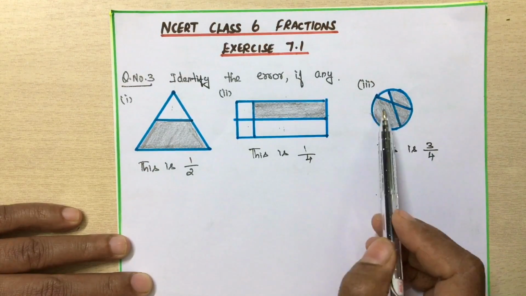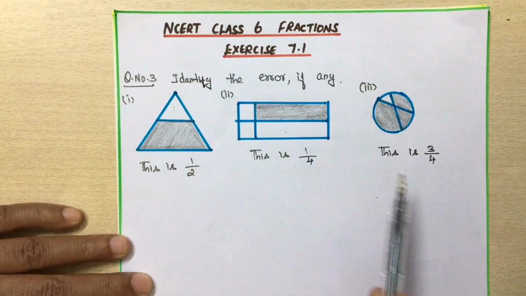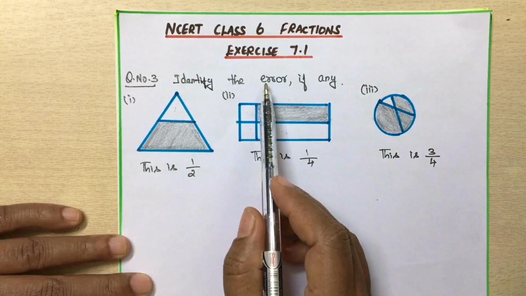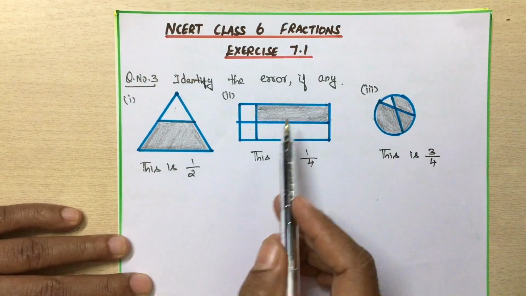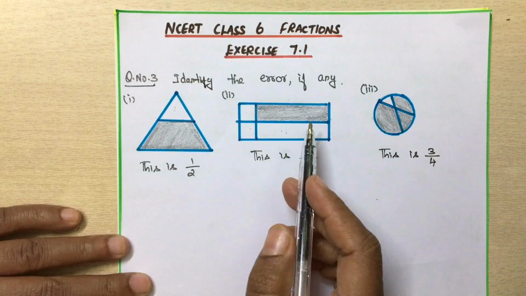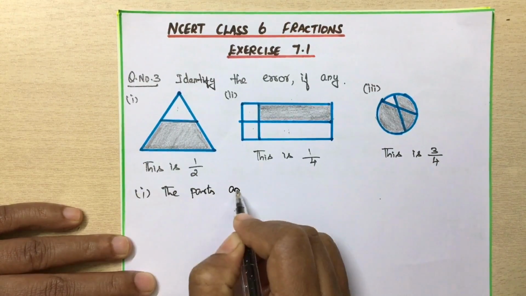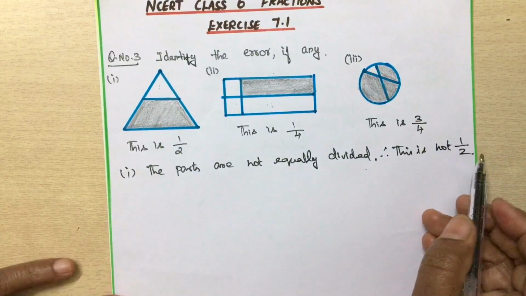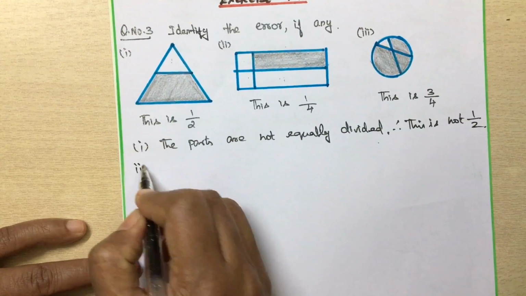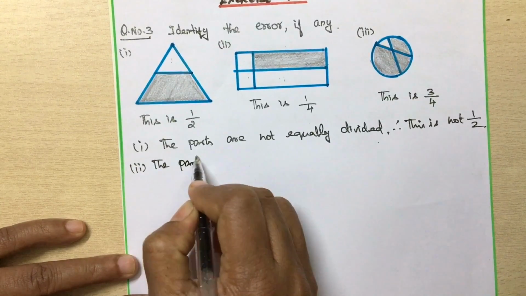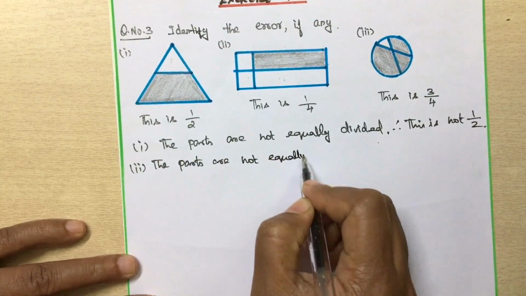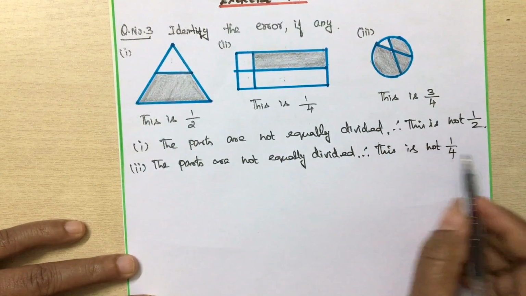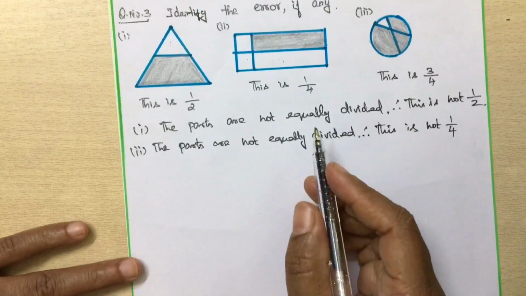The same for this circle. All the 4 parts are unequal. Then this is also not a fraction. So this is the mistake which we can spot it here. You can write the reason as the parts are not equally divided. Therefore, this is not 1 by 2. Same for the second and third subdivision. So this is not 1 by 4 as they are not equally divided.